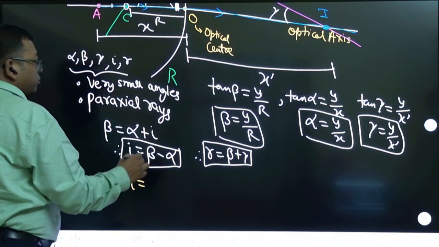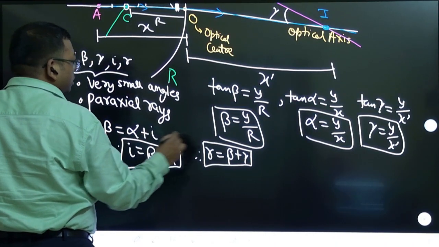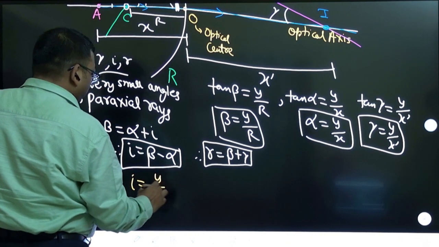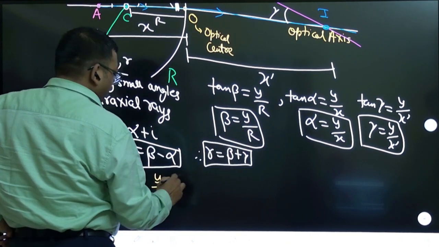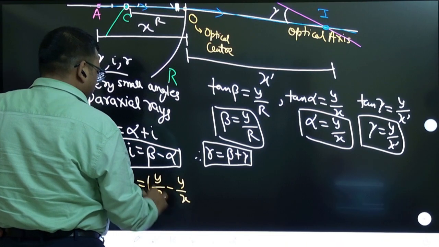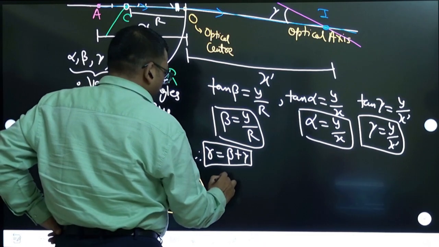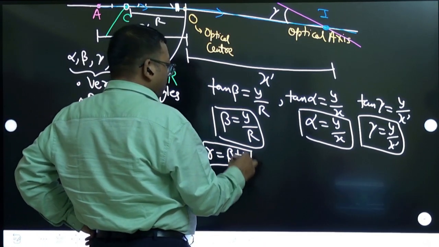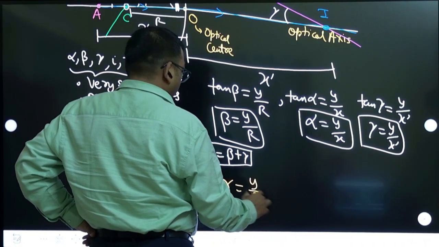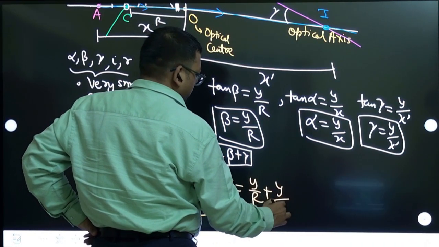So i is equal to beta. Beta is what? Beta is y by r. What is alpha? y by x. Okay, this is what i is. Then what is r here? r is beta plus gamma. Beta is y by r. Gamma is y by x dash.